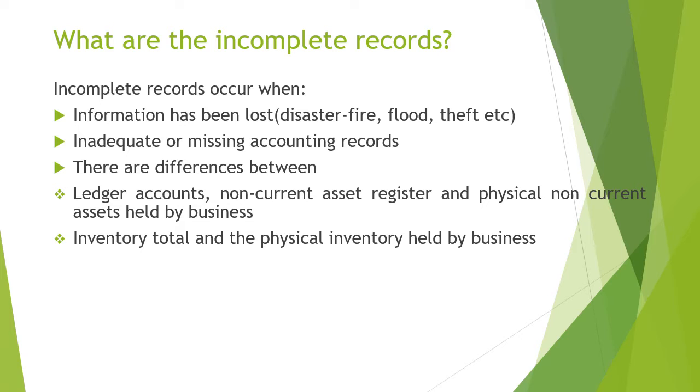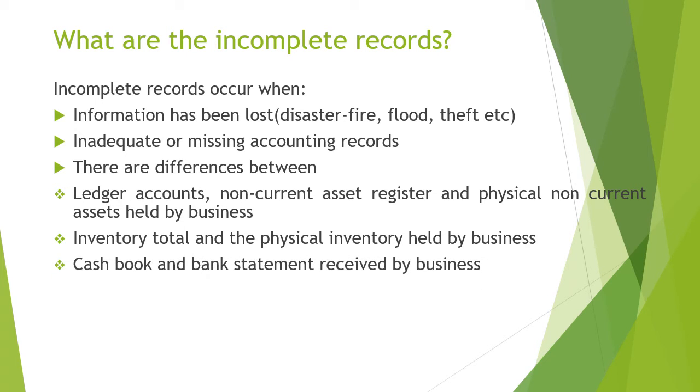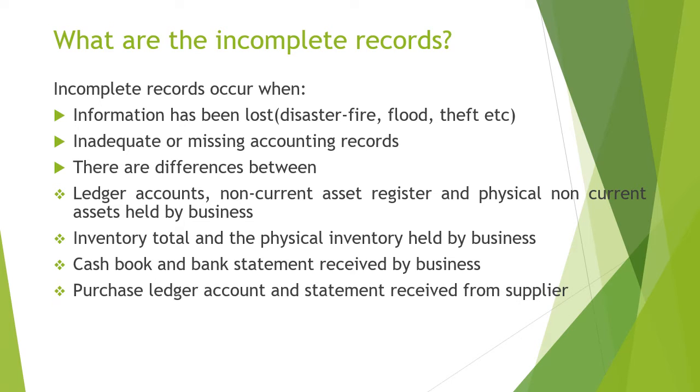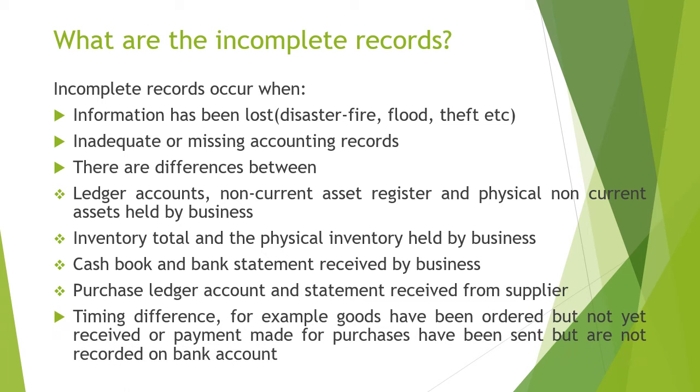There might be a difference between the inventory total and the physical inventory held by the business. Cash book and bank statement received by the business might also differ. Purchase ledger account and statement received from the supplier can differ too, due to timing differences, for example, goods that have been ordered but not yet received, or a payment made for purchases that has been sent but is not recorded on the bank account.